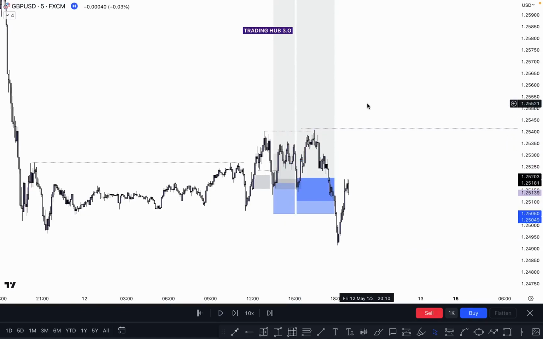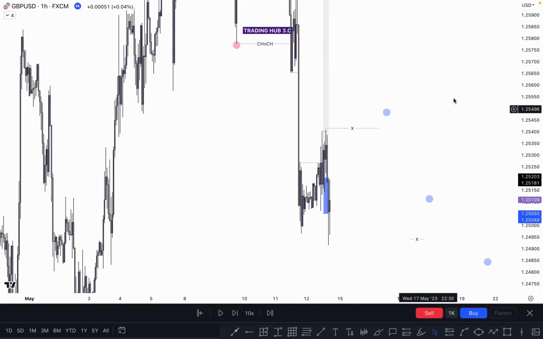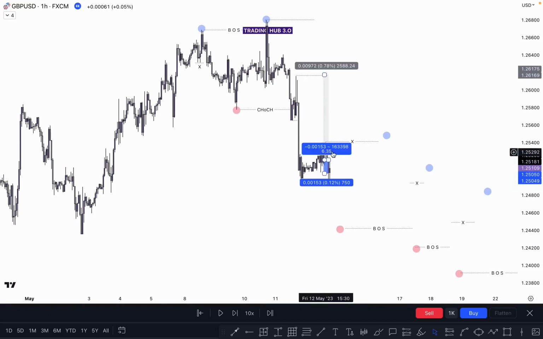Now I'm going to switch again to the 1 hour time frame to check what is happening here and what we can expect as our next move. So this is basically the entry here, right?